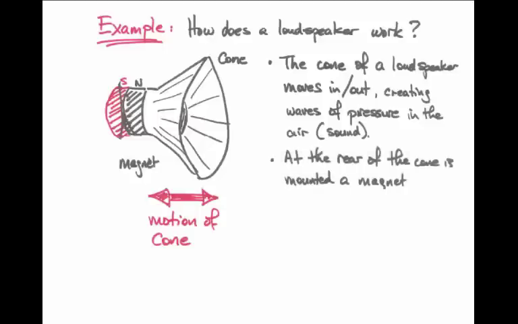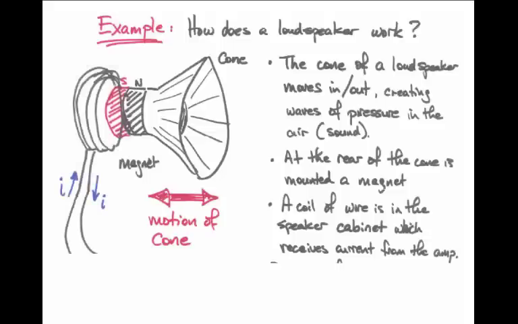At the rear of the cone is mounted a magnet. This magnet creates a magnetic field. Around the magnet is wound a coil that's mounted inside the cabinet. Current flows through the coil, creating a magnetic field from the coil. Depending on the direction of the current, the magnetic field from the coil is either an attractive force or a repulsive force for the permanent magnet that's mounted on the cone.